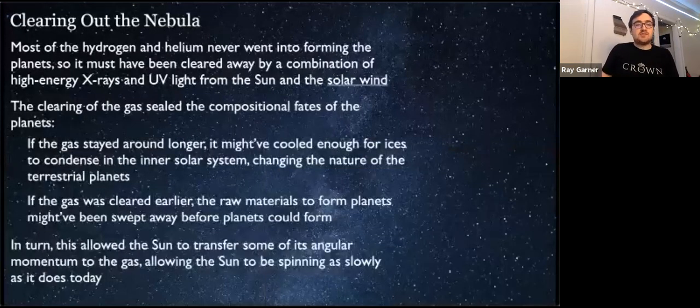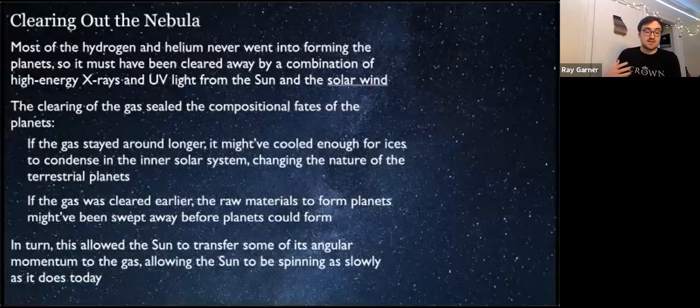Now, obviously, the solar system is not filled with hydrogen and helium gas, and the outer gas giants are not large enough to have swallowed up all of the hydrogen and helium. So that makes us conclude that most of the hydrogen and helium in the solar nebula never actually went into forming the planets. So we must have gotten rid of it through some other method. And that was through high energy X-rays and UV light from the sun and the solar wind. So observations show that young stars tend to have much stronger solar winds and emit much more high energy radiation than older stars.